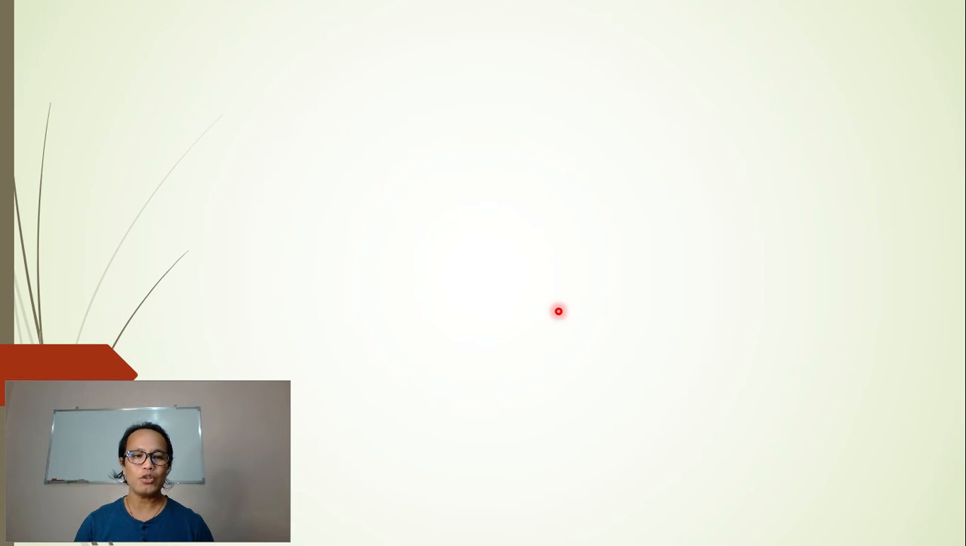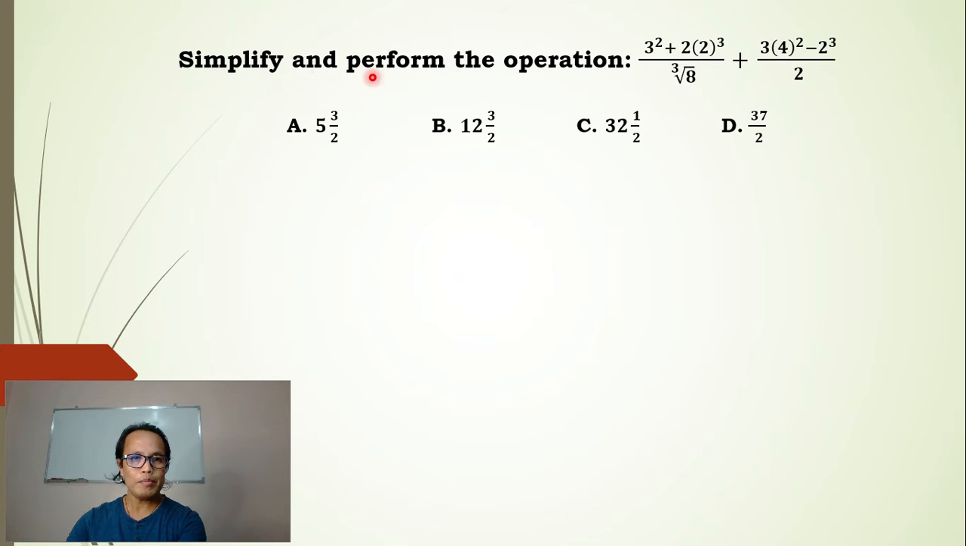So let us start with this example. Simplify and perform the operation. 3 squared plus 2 times 2 quantity cube over cube root of 8 plus 3 times 4 quantity squared minus 2 cube over 2. A. 5 and 3 over 2. B. 12 and 3 over 2. C. 32 and 1 half. D. 37. So in this example, we are told to perform the operations between these two fractions.